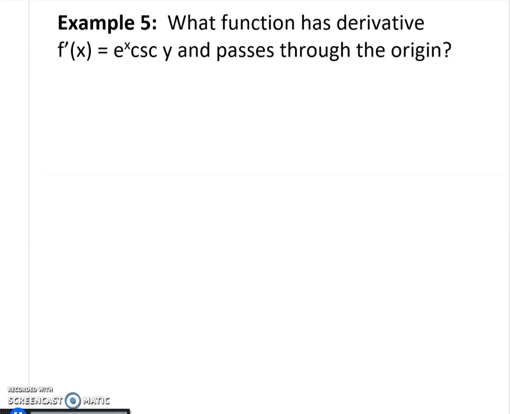Now, I want you to pause the video at this point and see if you can manage to solve example 5 on your own.